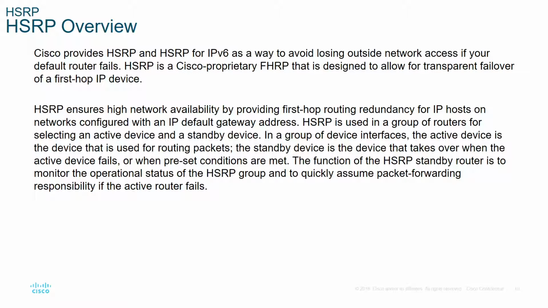HSRP is used in a group of routers for selecting an active device and a standby device. In a group of device interfaces, the active device is the device that is used for routing packets. The standby device is the device that takes over when the active device fails or when preset conditions are met. The function of the HSRP standby router is to monitor the operational status of the HSRP group and to quickly assume packet forwarding responsibility if the active router fails.